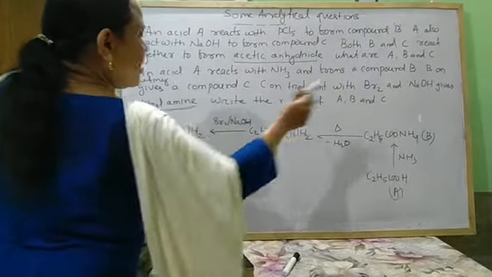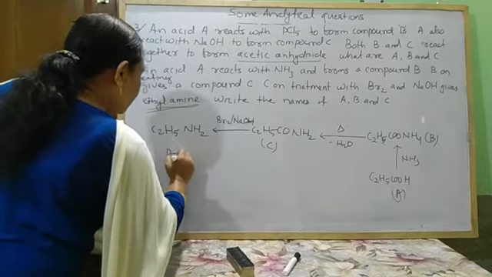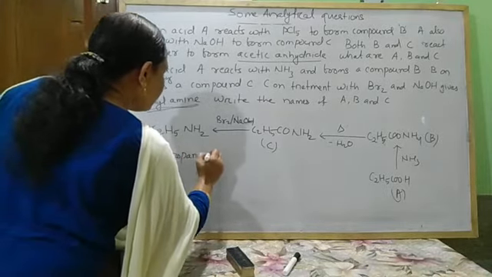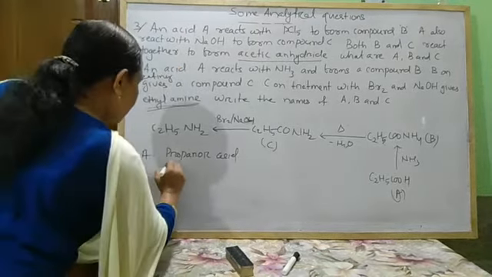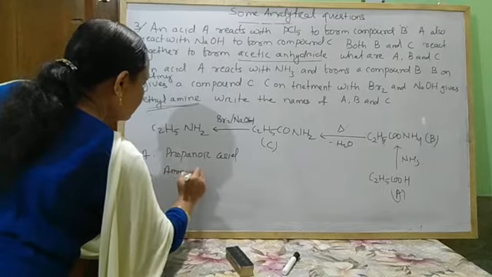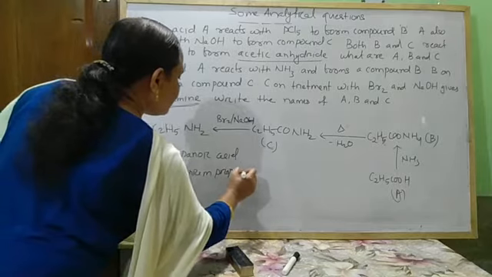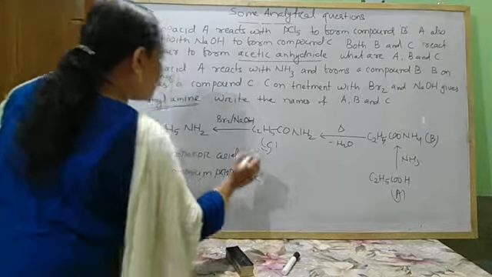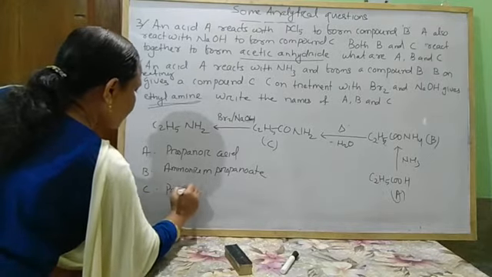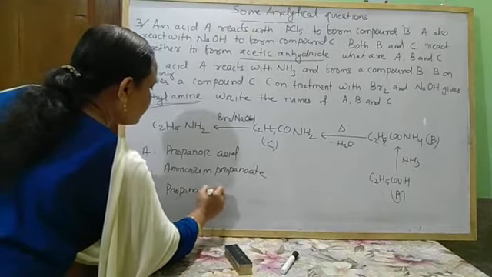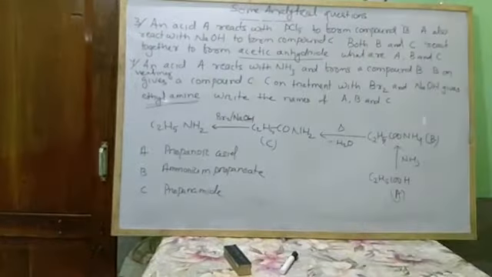Given, write the name of A, B, C. What is A? A is propanoic acid. What is B? B is ammonium propanoate. What is C? C is propanamide. Okay, so in this way you can solve this type of question.